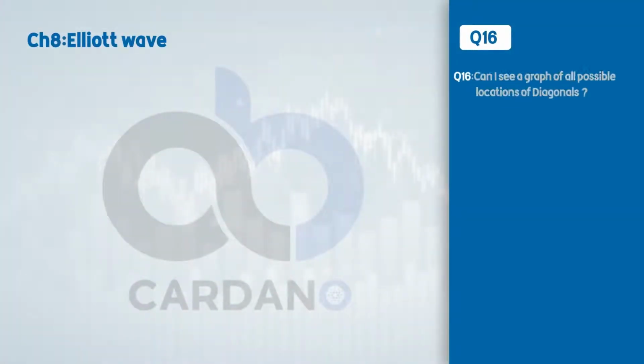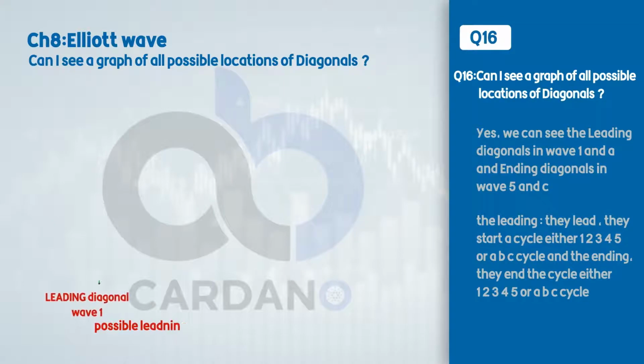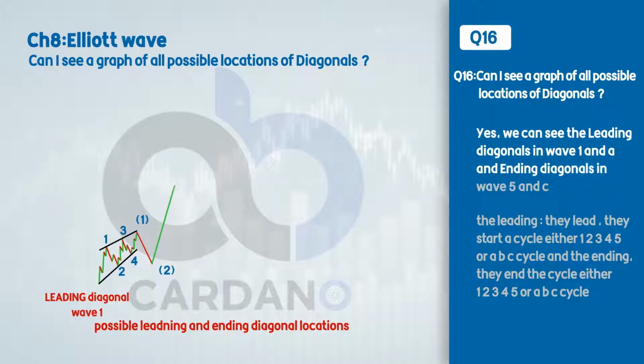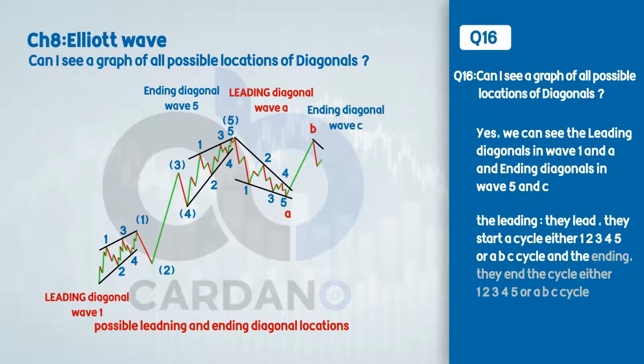Question number 16. Can I see a graph of all possible locations of diagonals? The answer is yes. We can see the leading diagonals in wave 1 and A, and ending diagonals in wave 5 and C. The leading ones start a cycle, either a 1, 2, 3, 4, 5 or ABC cycle, and the ending ones end the cycle, either a 1, 2, 3, 4, 5 or ABC cycle.